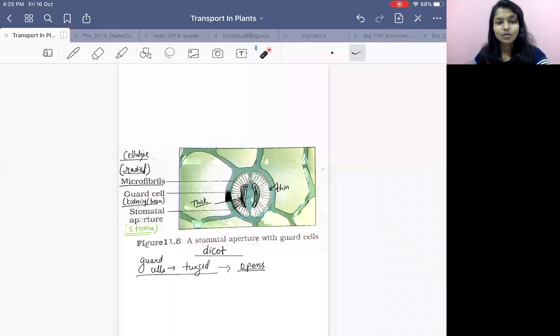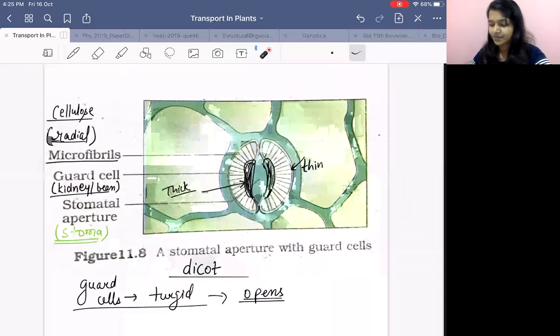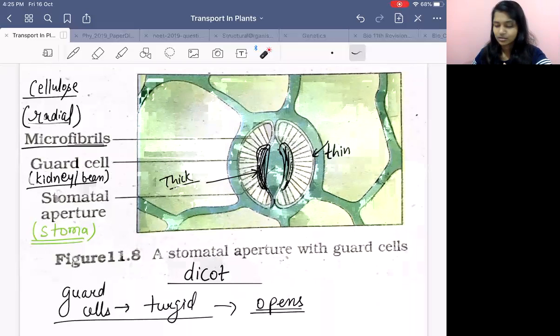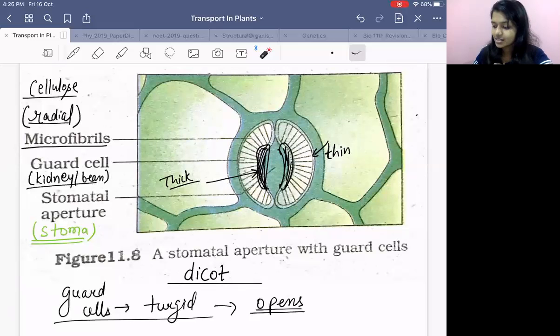We have to take the water for a longer distance, right? And the second thing which helps in it is what? Transpiration. The pull which is created by transpiration. The force which is created by transpiration. Is it clear? You know the structure of stomata, right? This is dicot stomata, right? Because the guard cell is kidney shaped or bean shaped, right?